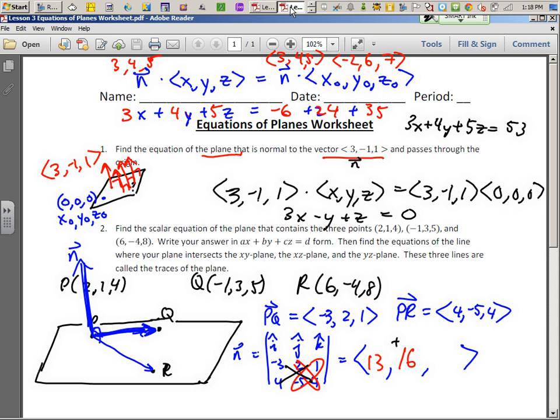And then lastly, use the other 4 in this corner here. So it's 15 minus 8, which is 7. And don't change the sign. So how many of you got 13, 16, and 7 as a normal vector? So kind of a lot of work, but that's what we needed.